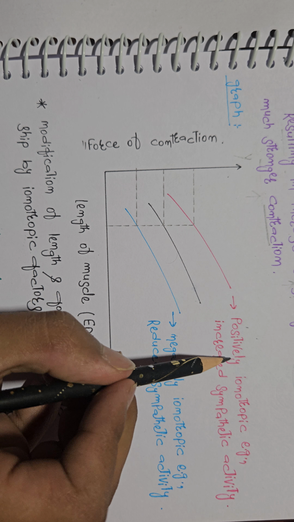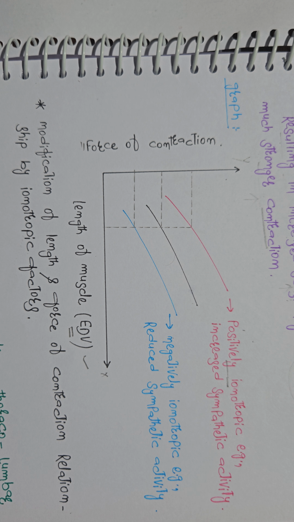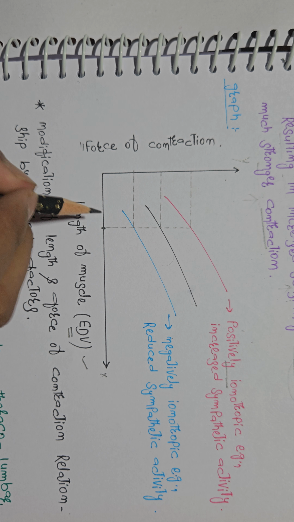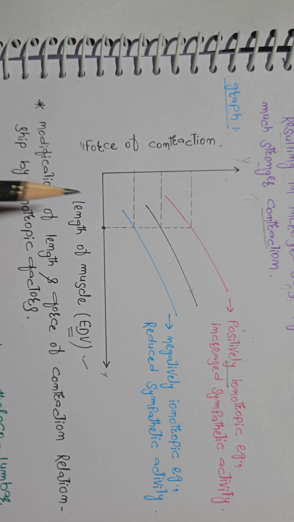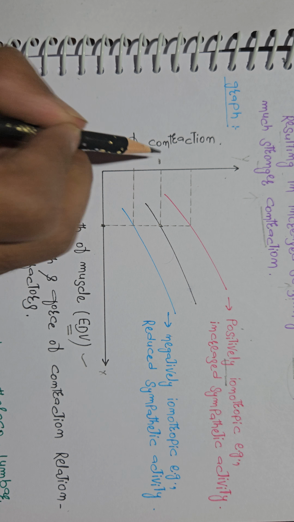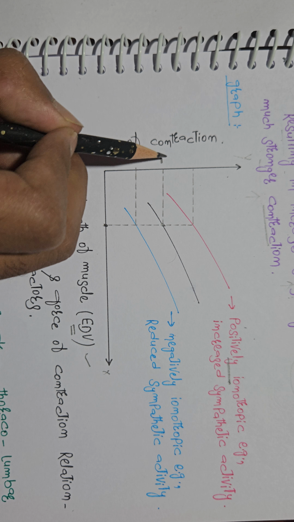For example, the positively inotropic factors will increase the force of contraction. Look at here. This is the end-diastolic volume. So at this end-diastolic volume in the normal graph, this is the force of contraction. Now due to the positively inotropic factors, the force of contraction will be more.